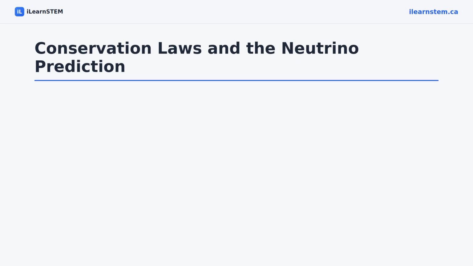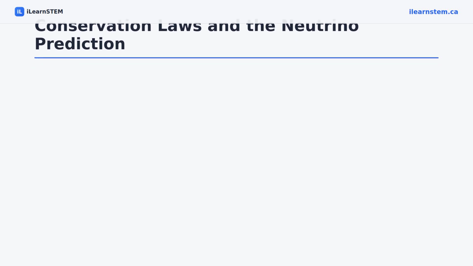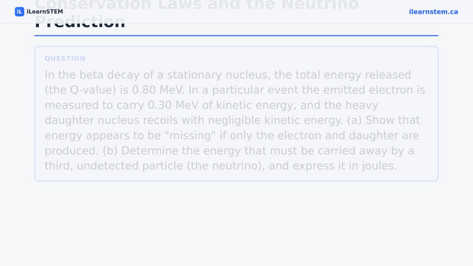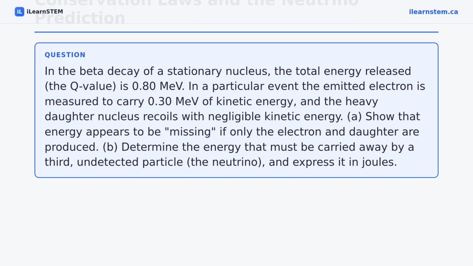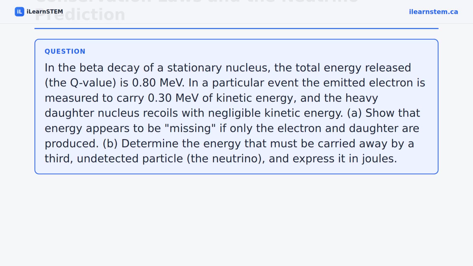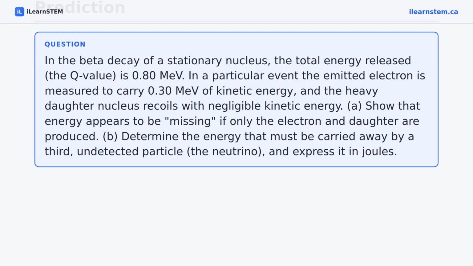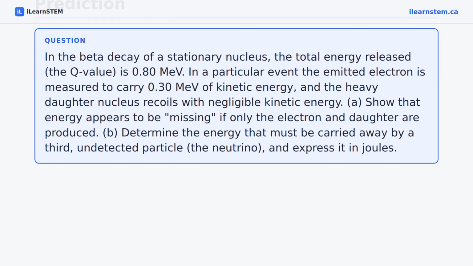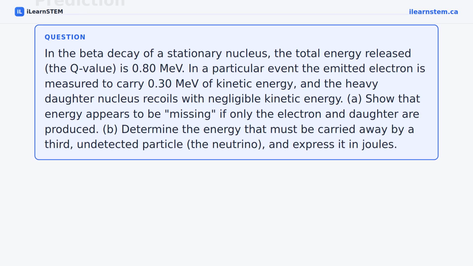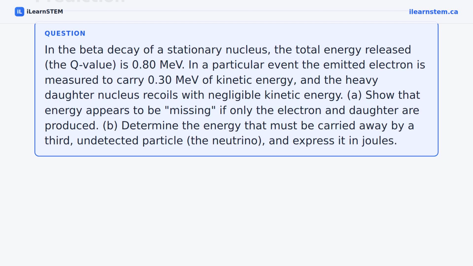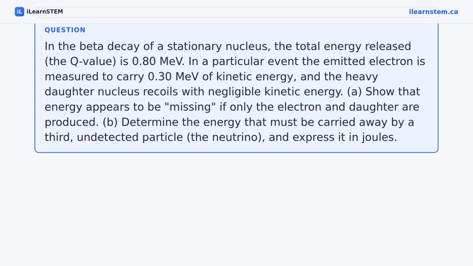We'll practice applying conservation of energy to beta decay and see how the neutrino was predicted. Here's the problem. In the beta decay of a stationary nucleus, the total energy released, called the Q value, is 0.80 MeV. In a particular event, the emitted electron carries 0.30 MeV of kinetic energy, and the heavy daughter nucleus recoils with negligible kinetic energy.